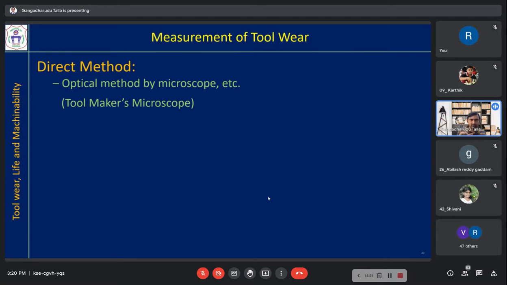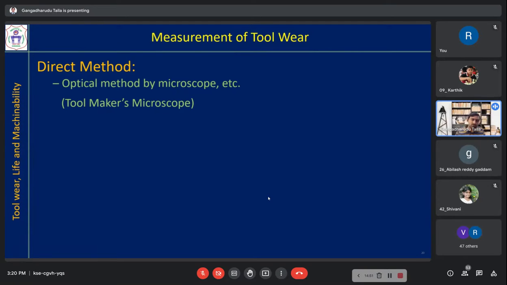Okay, what is the width of the flank wear? What is the depth of the crater wear, etc.? You will measure. If it is within the limits, then the tool is okay. There may be other factors that are contributing to this abnormal behavior in the machining process.